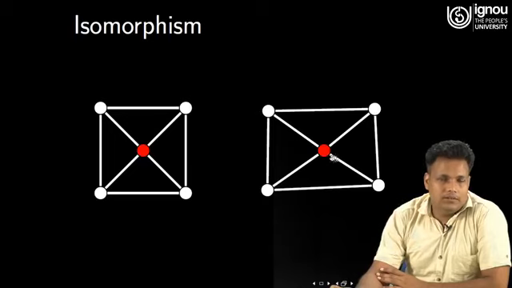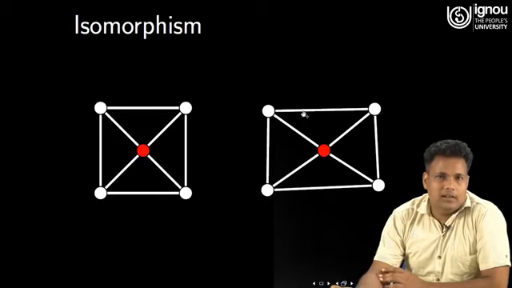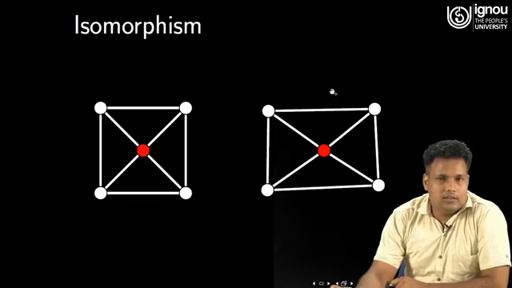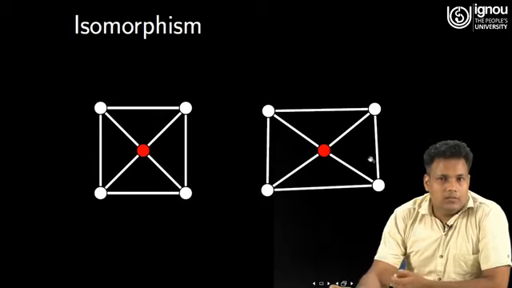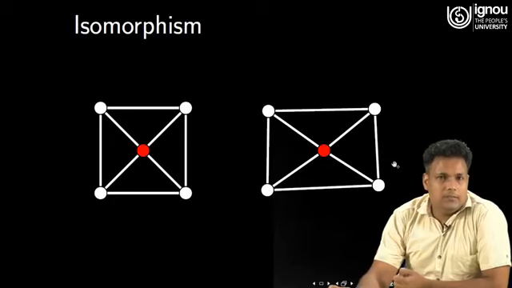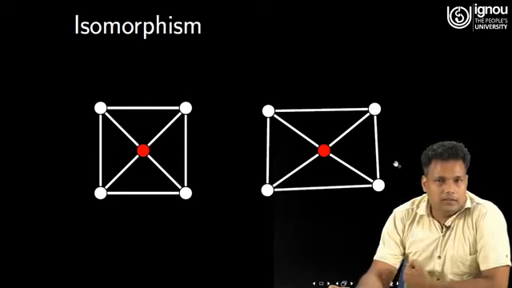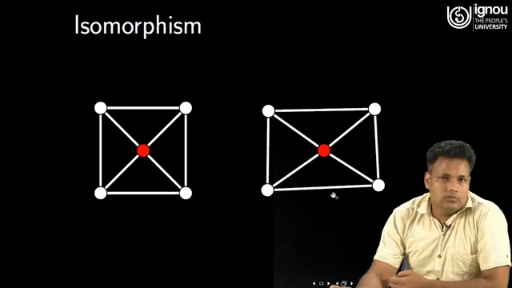We have not changed the relationship between any two vertices. If the vertices are adjacent, they are adjacent here as well, right? And if they are non-adjacent, they are non-adjacent here as well. So without affecting the relationship between any two vertices, if we can transform one graph into another, then those two graphs are isomorphic.